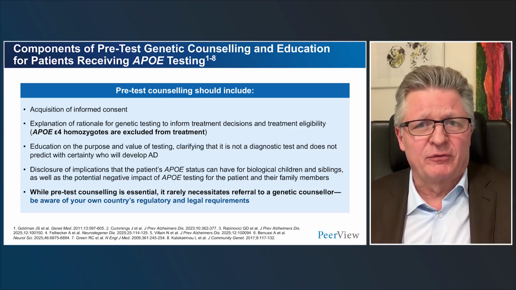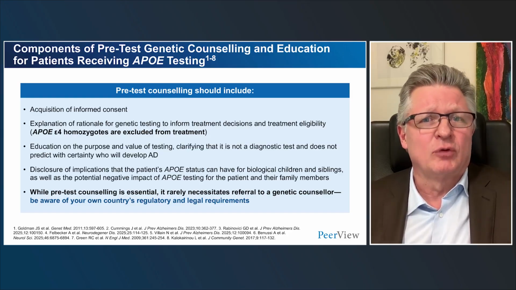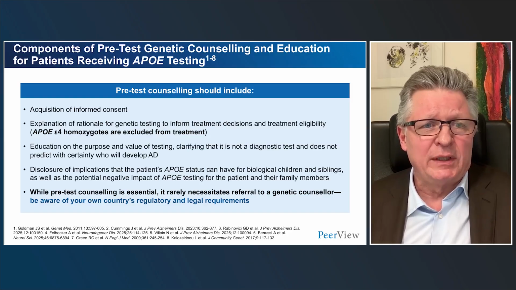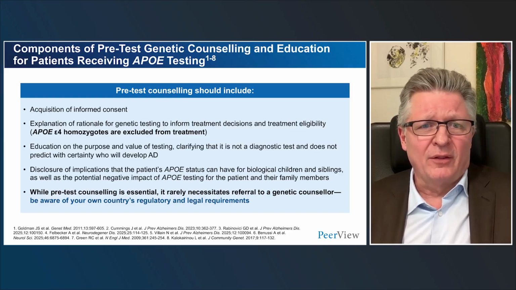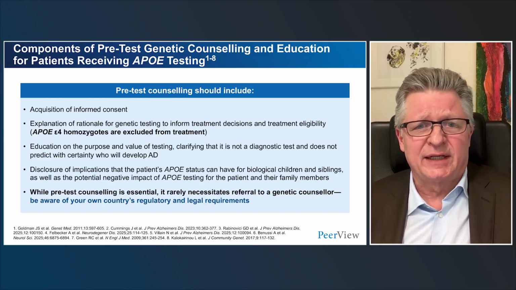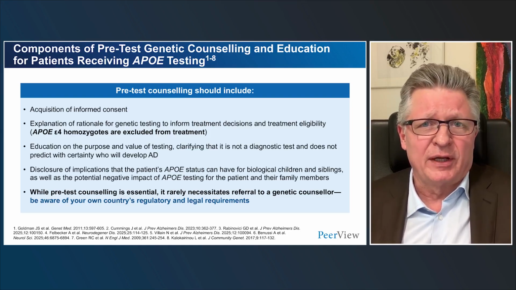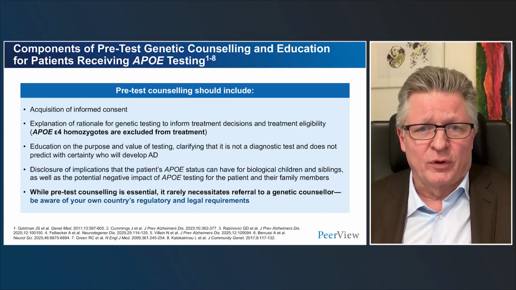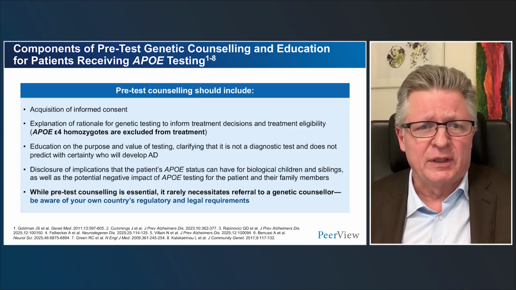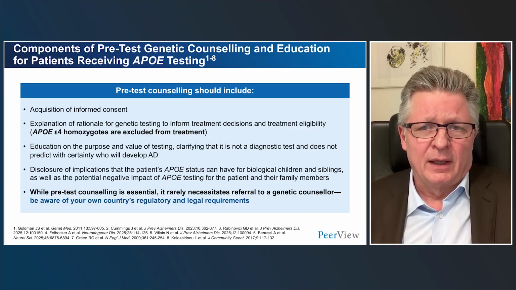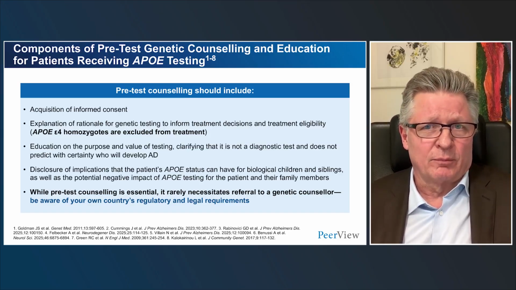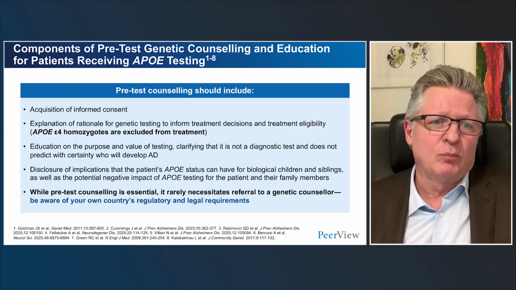So, of course, the very first step, as we just discussed, is that we need to obtain informed consent. Then we need to explain the rationale of genetic testing in the specific context of the anti-amyloid treatment. For example, APOE4 homozygosity is an exclusion criterion for this treatment. This is what the patient should know before we do the APOE4 testing.